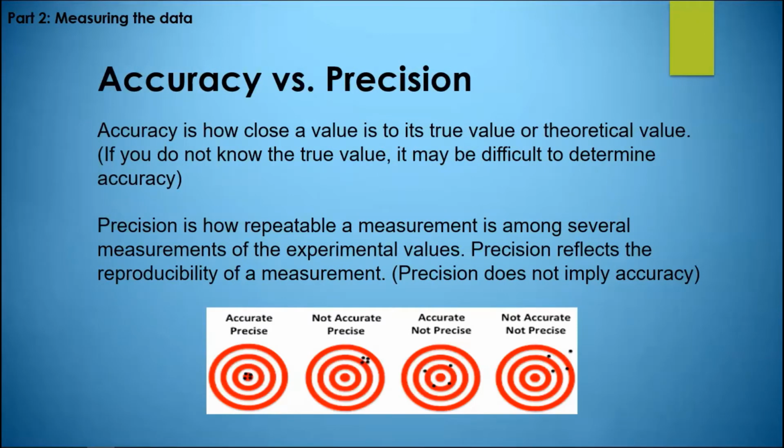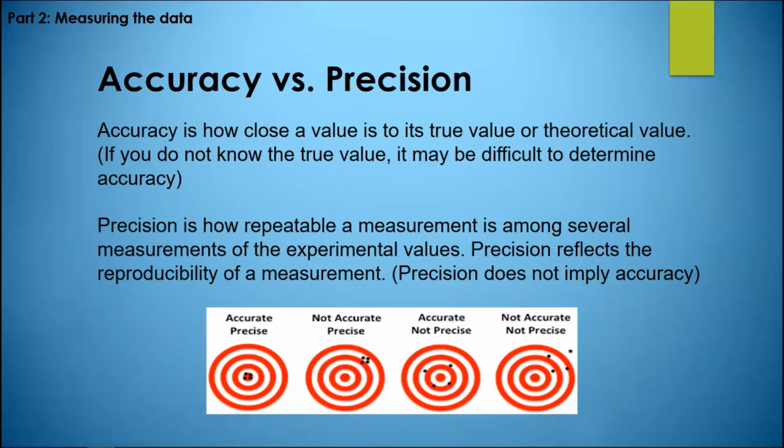So let's go into accuracy versus precision. Accuracy is how close a value is to its true value or theoretical value. Precision is how repeatable a measurement is among several measurements of the experimental values. So let's talk about this using the bull's eye over here.